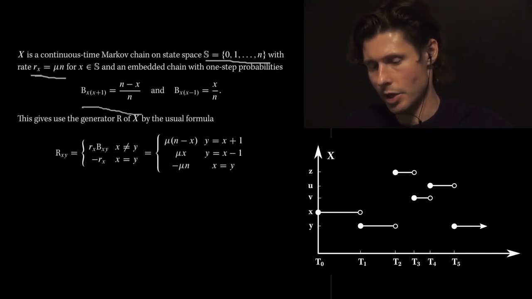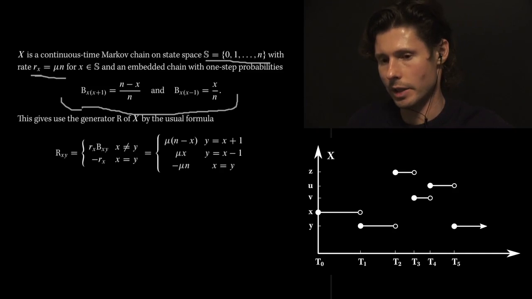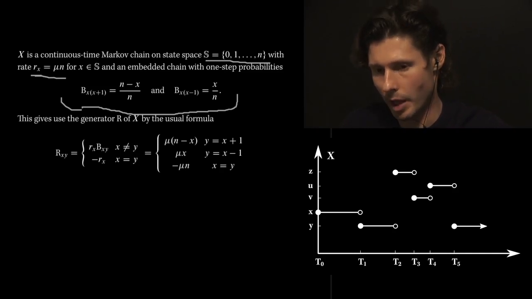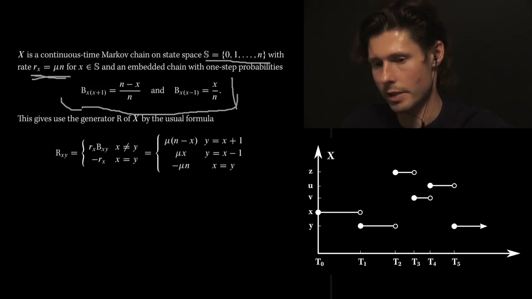And the embedded chain tells us how the transitions actually happen. So we pick up an event with rate mu n, and the embedded chain is going to tell us which state we transition to in this state space.